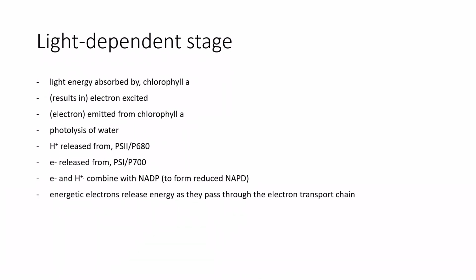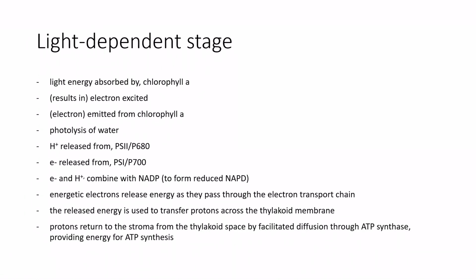The energetic electrons would release energy as they pass through the electron transport chain. The released energy is used to transfer protons across the thylakoid membrane. The protons will return to the stroma from the thylakoid space by facilitated diffusion through ATP synthase, providing energy for ATP synthesis. If the question asks to explain photophosphorylation, you could explain using these 3 last points.